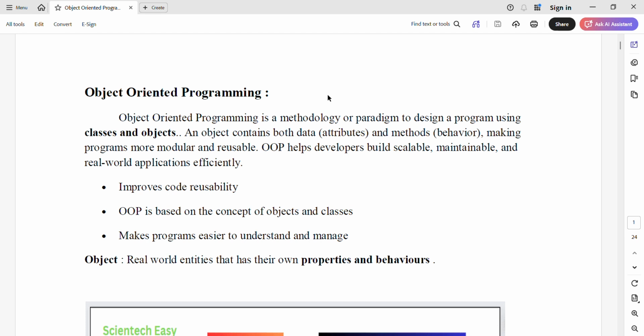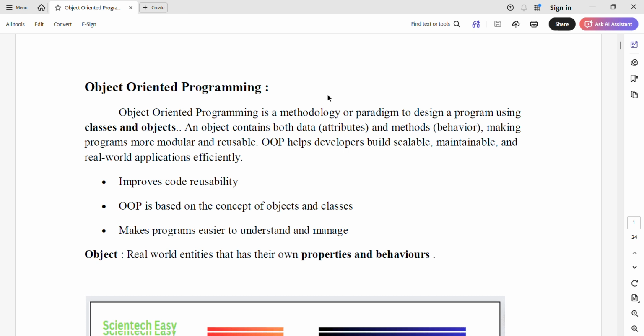Object-oriented programming is a way to create or design professional software. That is what is called object-oriented programming. Object-oriented programming is a methodology or paradigm to design a program using classes and objects. So we just want to know what an object is.